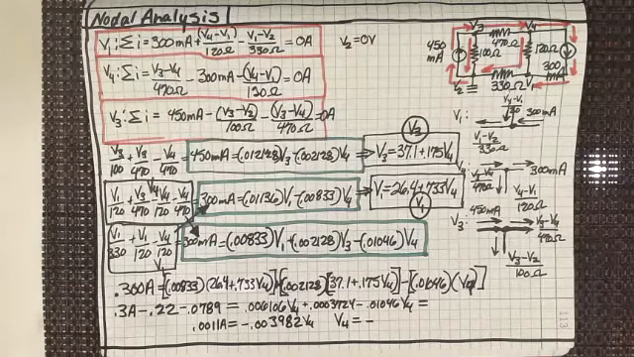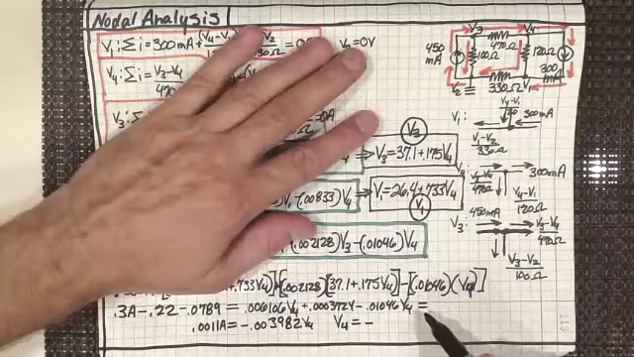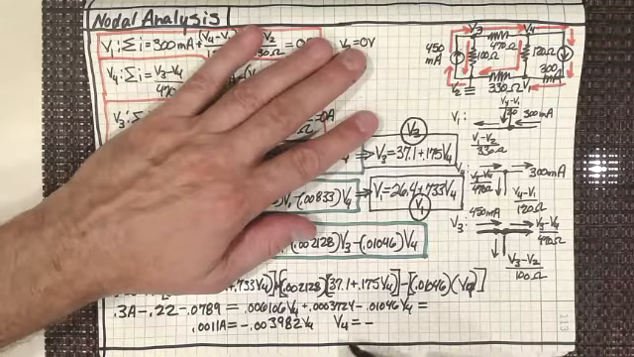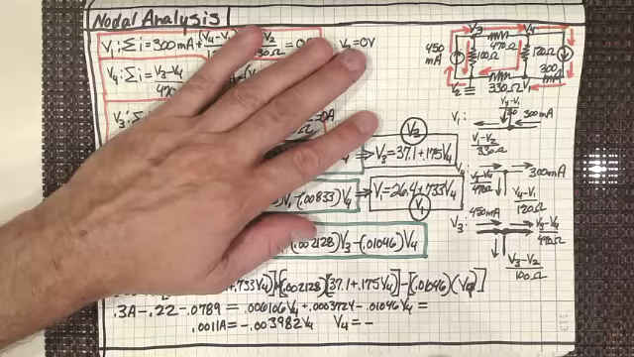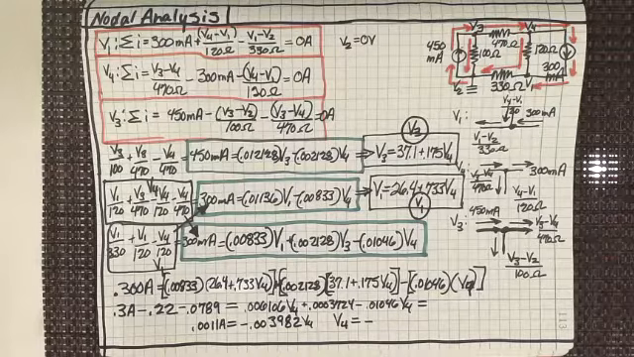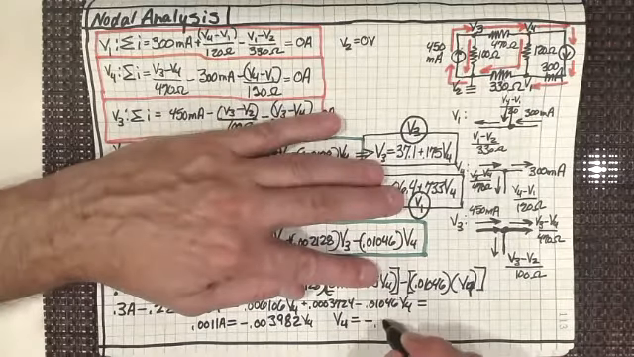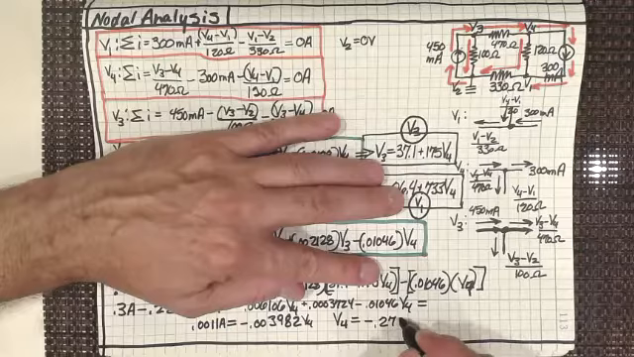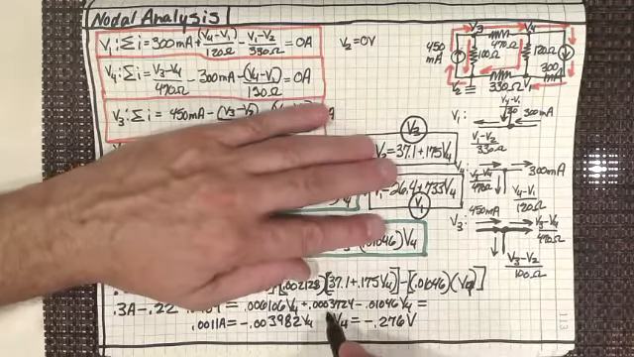Let's just wait, why did that times V4, and that is that. Yes. So anyway, 0.0011 divided by 0.003982 gives me minus 0.276 volts. So that's what V4 is.